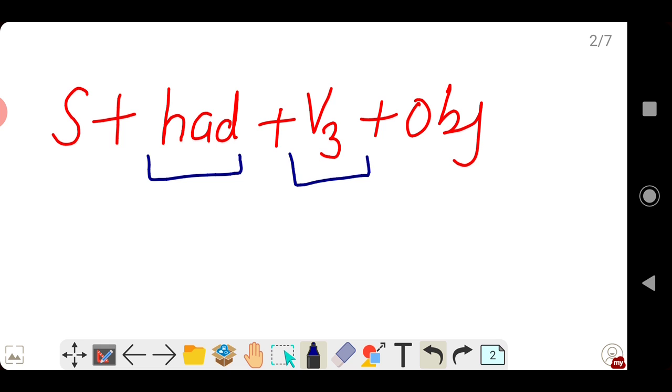So let's get back to the main topic: subject plus had plus verb third form, then object. Sentences are really very helpful. In this video session we are going to discuss how to make affirmative sentences, and then negative sentences, and then interrogative sentences. The sentences are very simple.